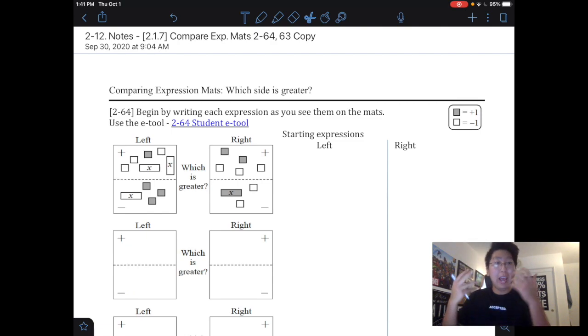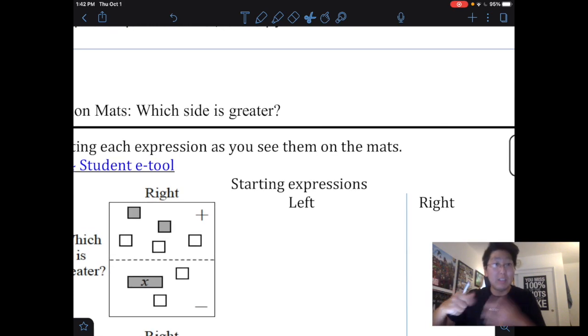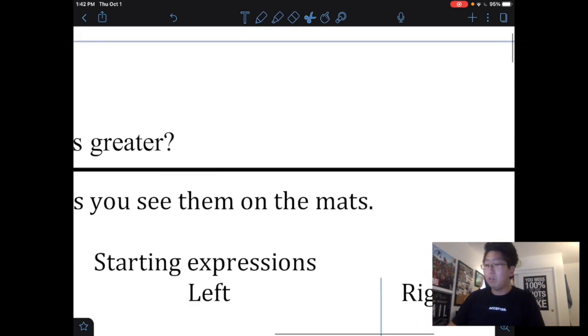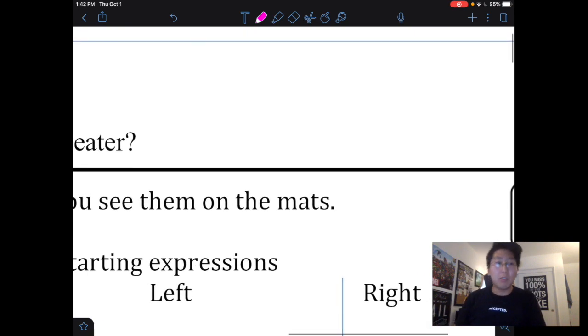So far we have an idea of what we are allowed to do with expression mats in order to simplify. So right here, before we even get started on these notes, we're going to review a couple of the concepts that we already talked about. So I'm going to ask a question right now. What are some of the things you're allowed to do? What are some of the legal moves that you're allowed to use in order to simplify?